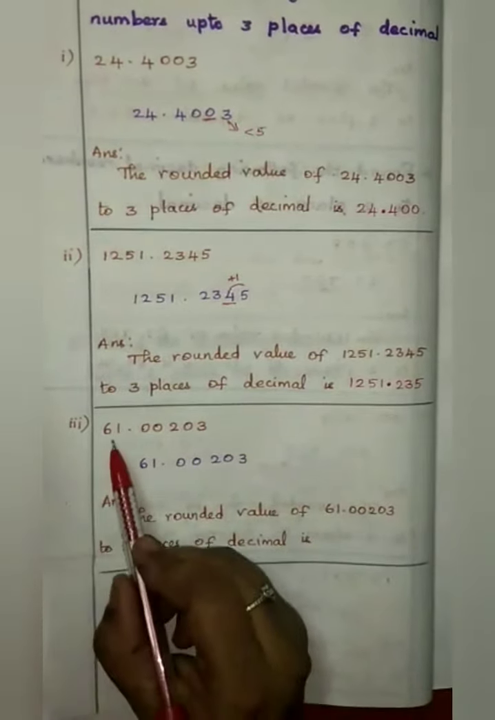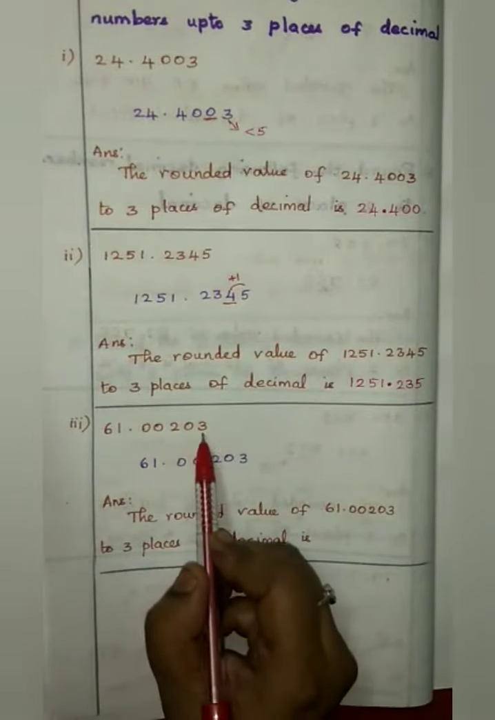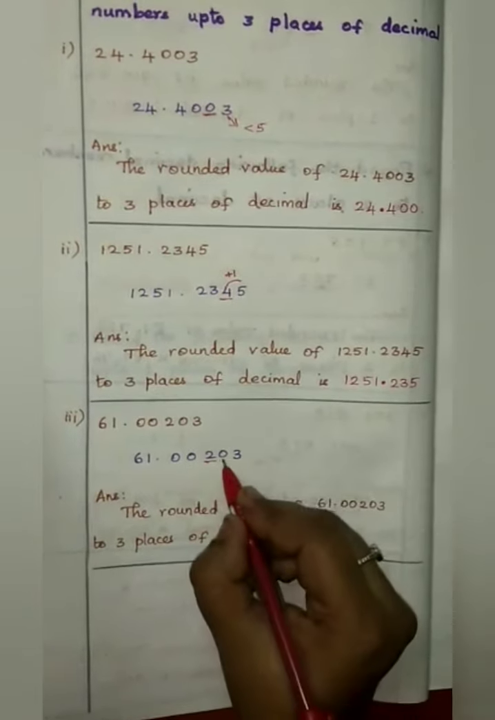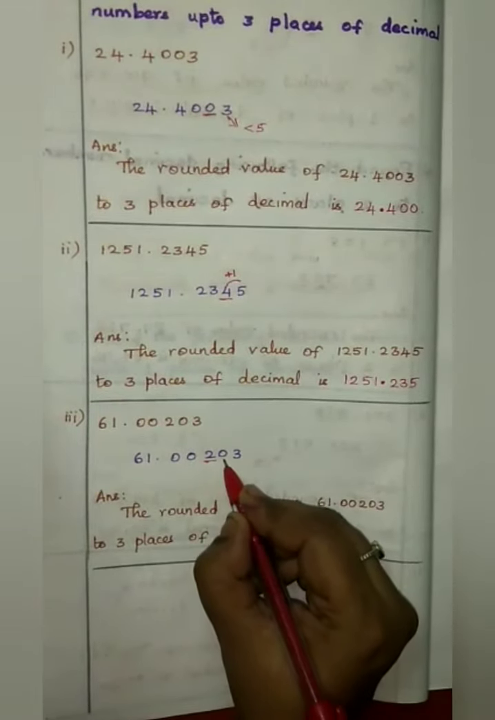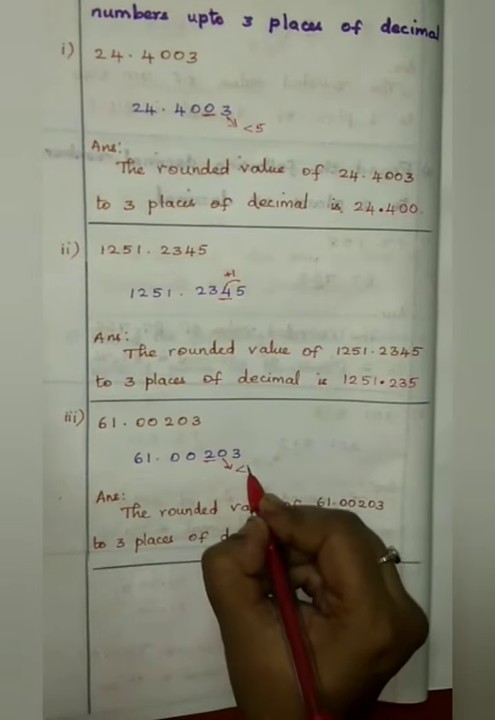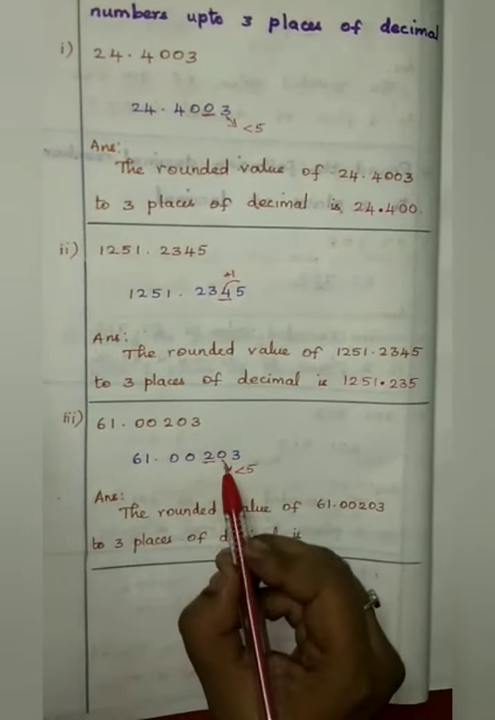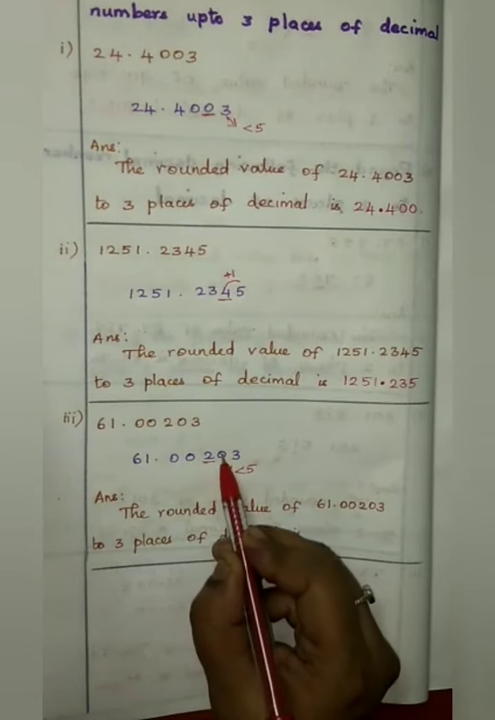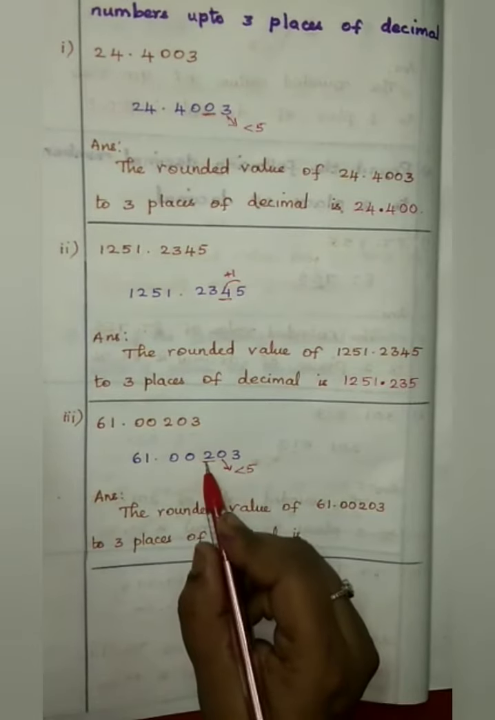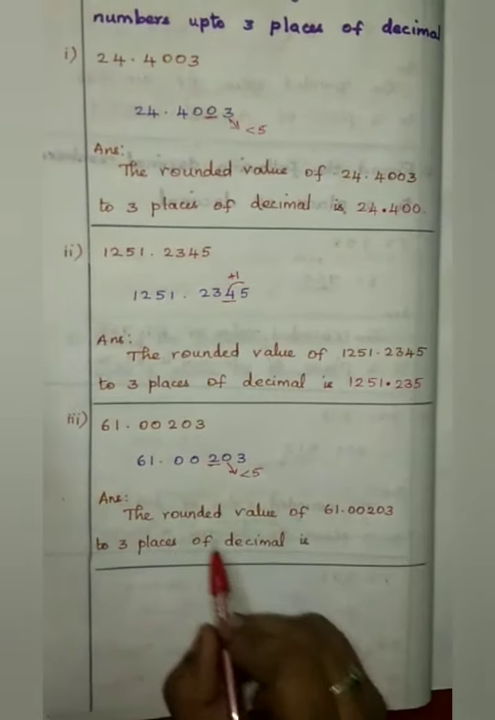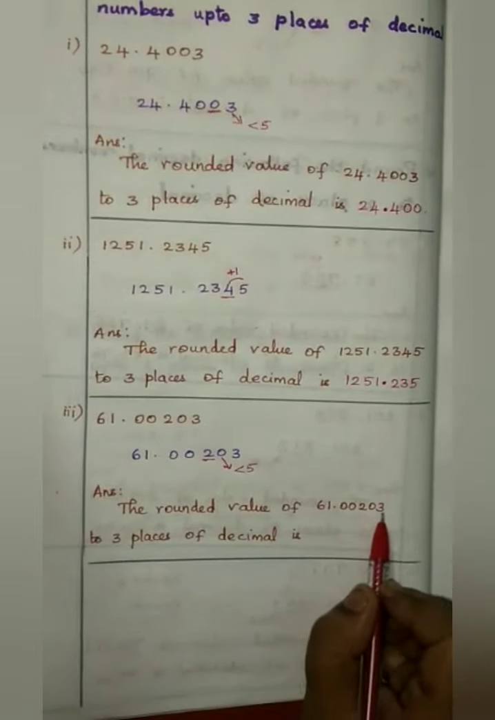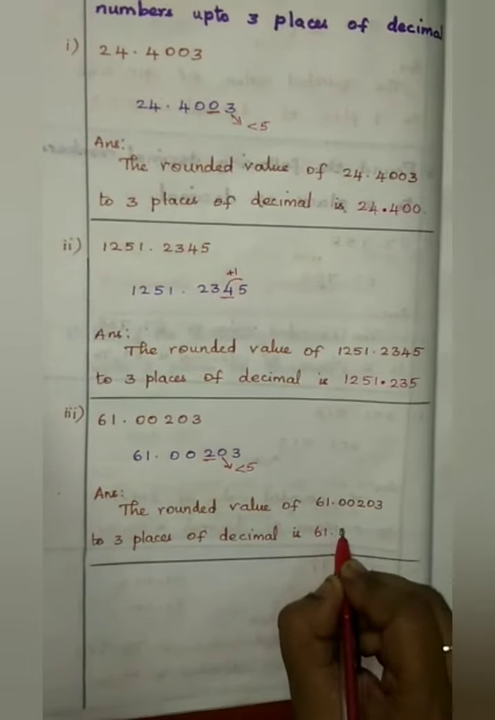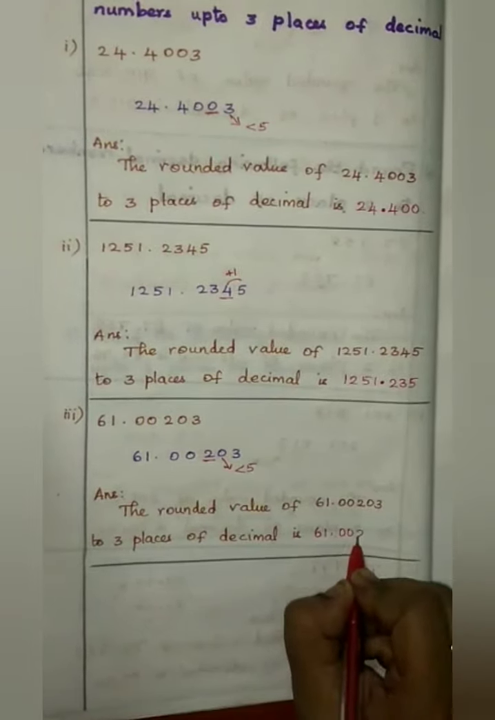Third subdivision, 61.00203. Underline the digit in thousandth place. Here we have 2. And look at the digit to the right of the underlined digit. We have 0, which is less than 5. So ignore the digits after the underlined digit. So we ignore 0 and 3, and the underlined digit remains same. So the rounded value of 61.00203 to 3 places of decimal is 61.002.